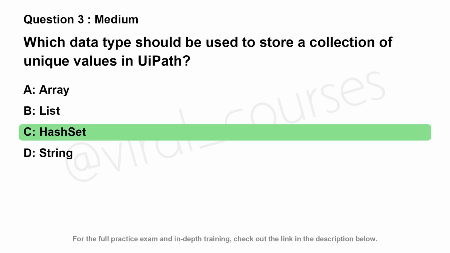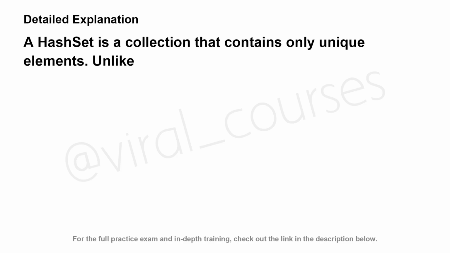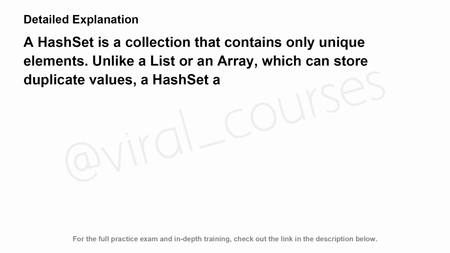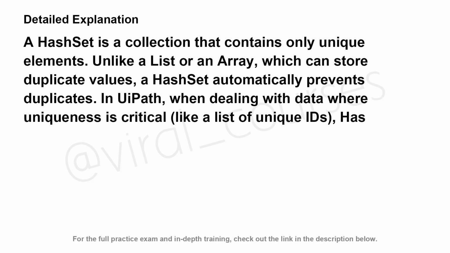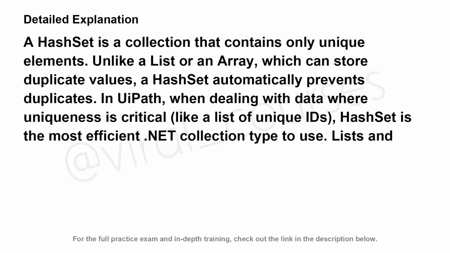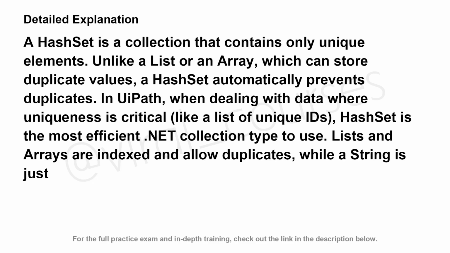The correct answer is C. A hash set is a collection that contains only unique elements, unlike a list or an array, which can store duplicate values. A hash set automatically prevents duplicates. In UiPath, when dealing with data where uniqueness is critical, like a list of unique IDs, hash set is the most efficient .NET collection type to use. Lists and arrays are indexed and allow duplicates, while a string is just a sequence of characters.